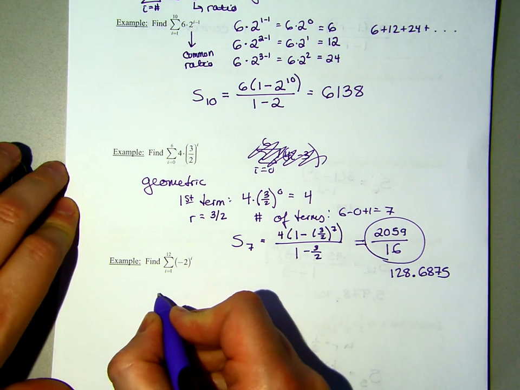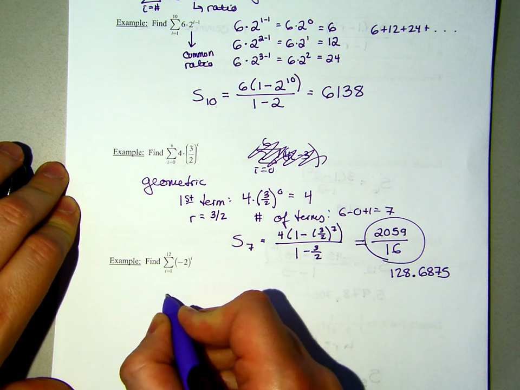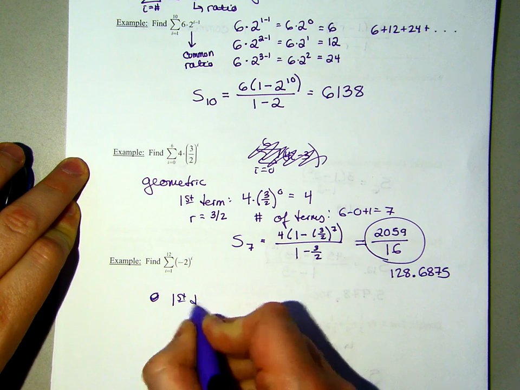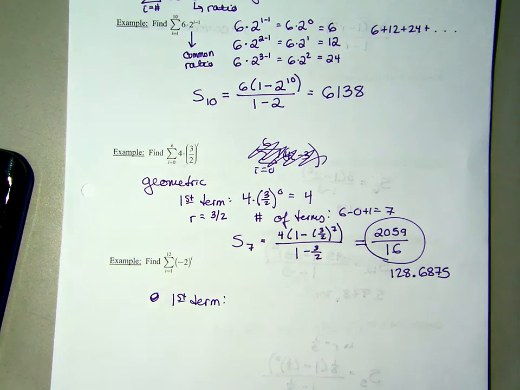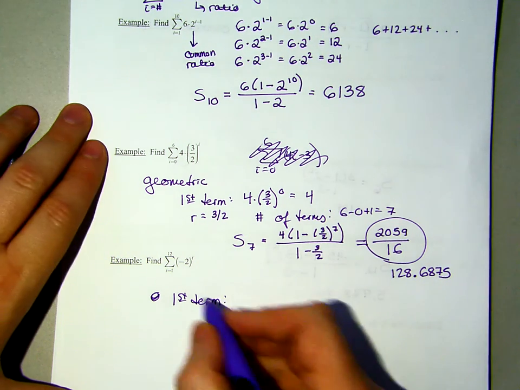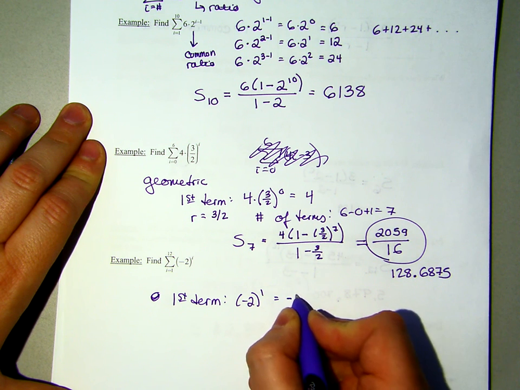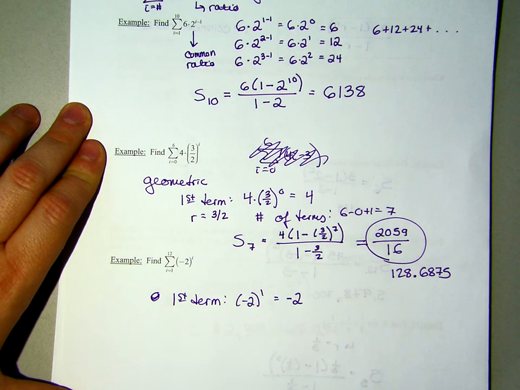Okay, so how many terms are there? Should be 12 terms. It's geometric. Our first term. What are you plugging in to get the first term? You're going to plug in your lower limit. What is the first term? -2. -2 to the first, -2.